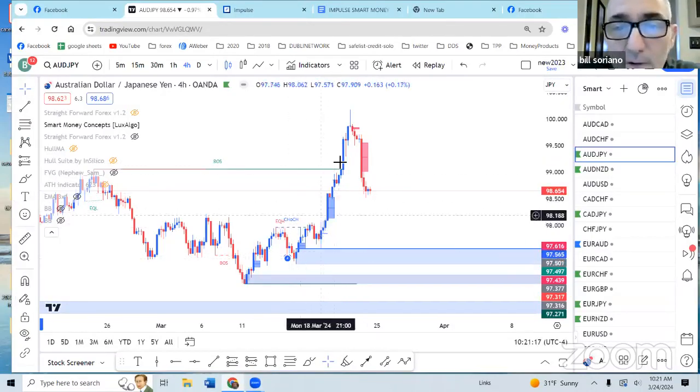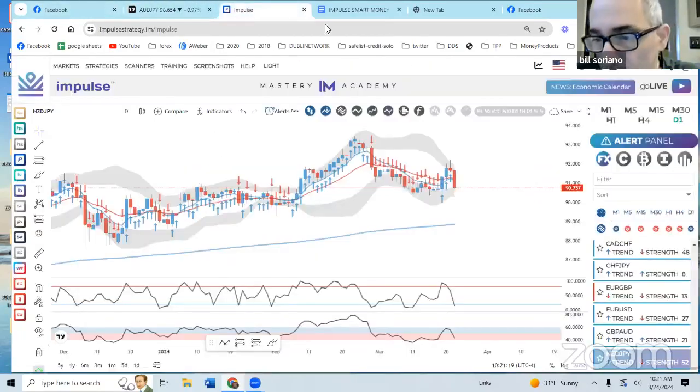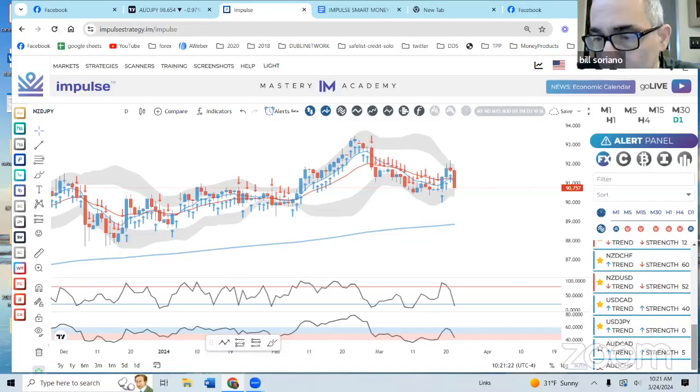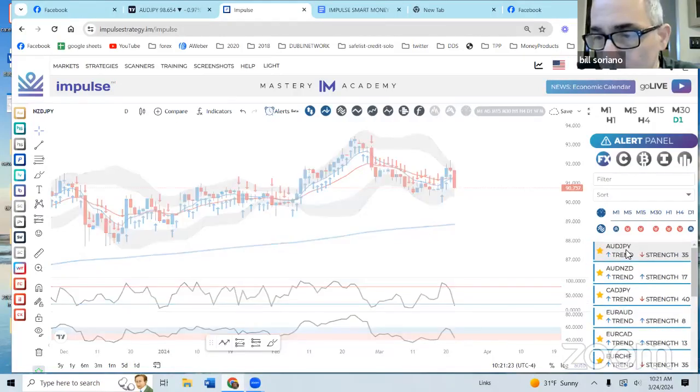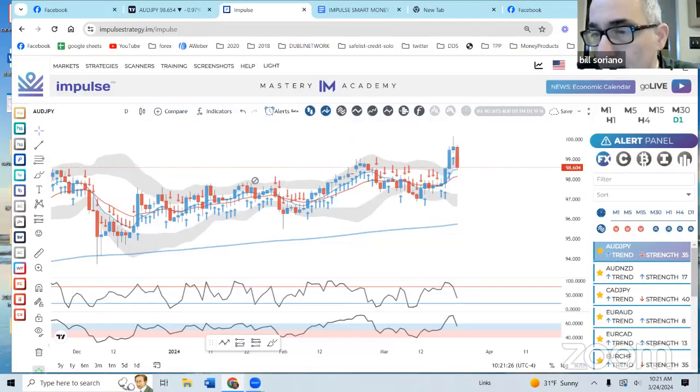Okay, so we're only looking for bullish trades here in AUD USD because that is the way that the trend is going when we look at the impulse scanner. Now, again, this pair was already identified for trading, so you could see the 15-minute has flipped, but that's okay as long as the 4-hour and the daily are still synced.